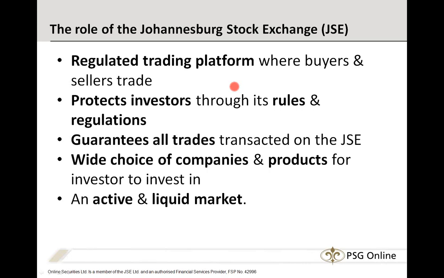So there's rules and regulations to protect the investors, but also obviously the market players in the sense of the institutions and the stockbrokers and things like that. So the JSE guarantees all trades that are transacted on the JSE. So we talk about listed shares. As long as it's a listed share, if something goes wrong, there's some recourse. Say, for example, a stockbroker runs off with your money, you've got some recourse. So that's where we talk about the trades being guaranteed.